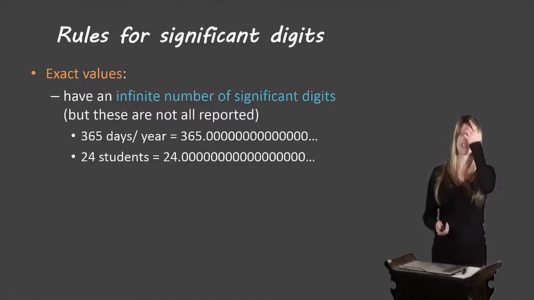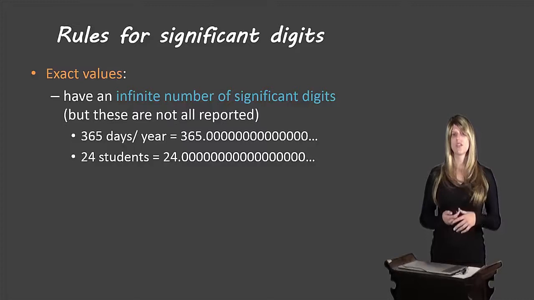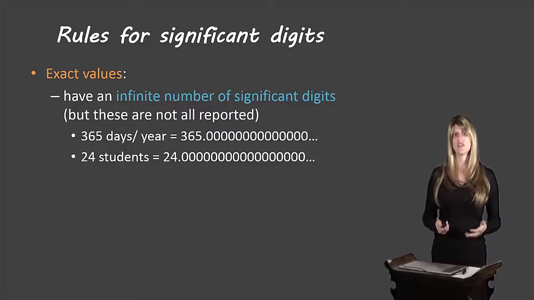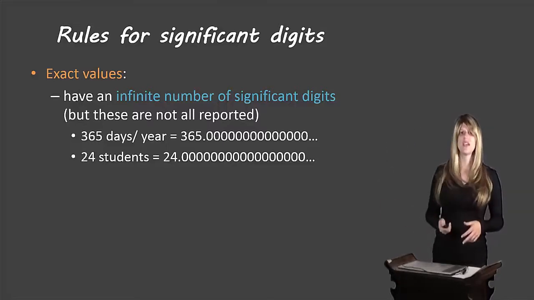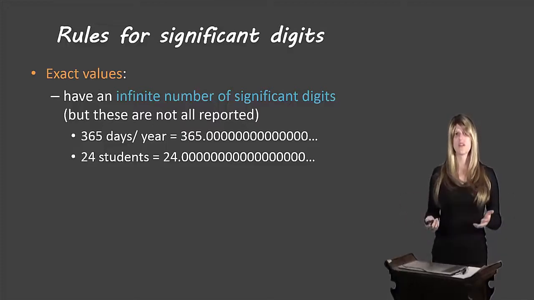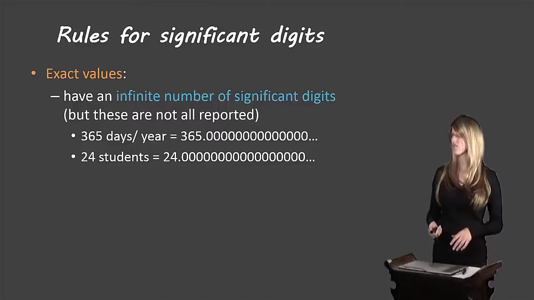If we look at exact values, these have an infinite number of significant digits. So something like 365 days in a year, we know that's true. You can almost consider it as 365.00000 off to infinity, an infinite number of significant digits. So with our exact values, when we're doing calculations, they are never the limiting quantity to figure out how many significant digits are in our answer. It's always the uncertain values that determine our least number of significant digits.